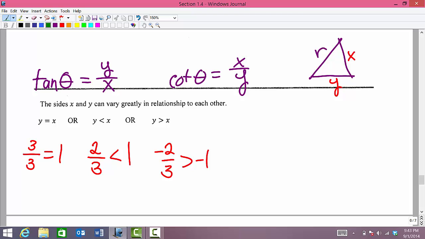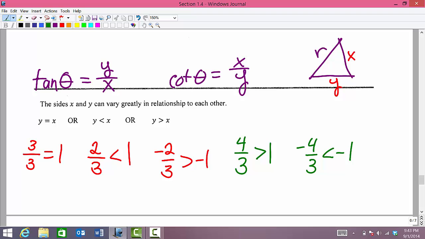Also, y could be larger, so we could have something like 4/3, which is greater than 1. We could also have -4/3, which is less than -1. So we really have all of these possible values for what could happen with x and with y.